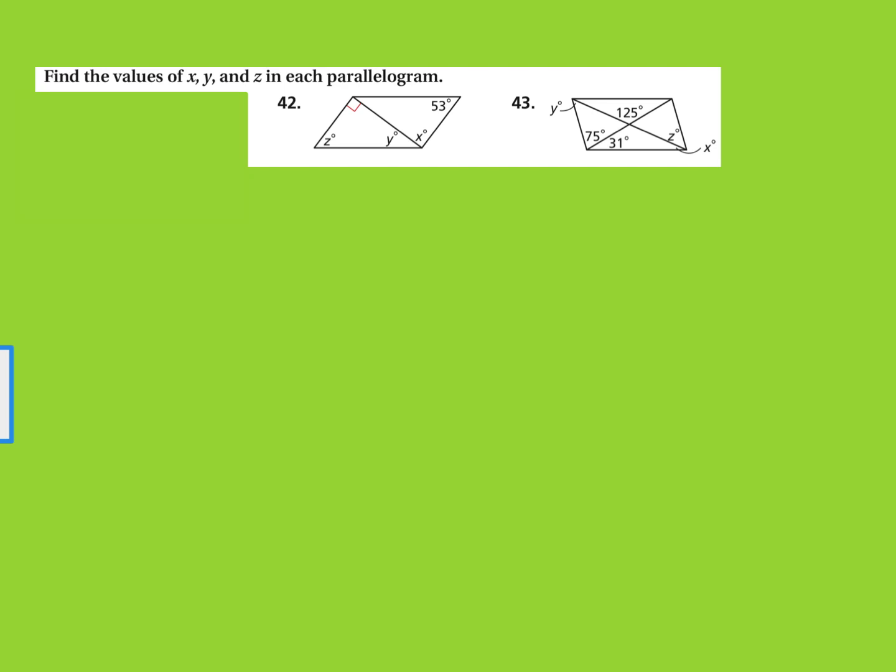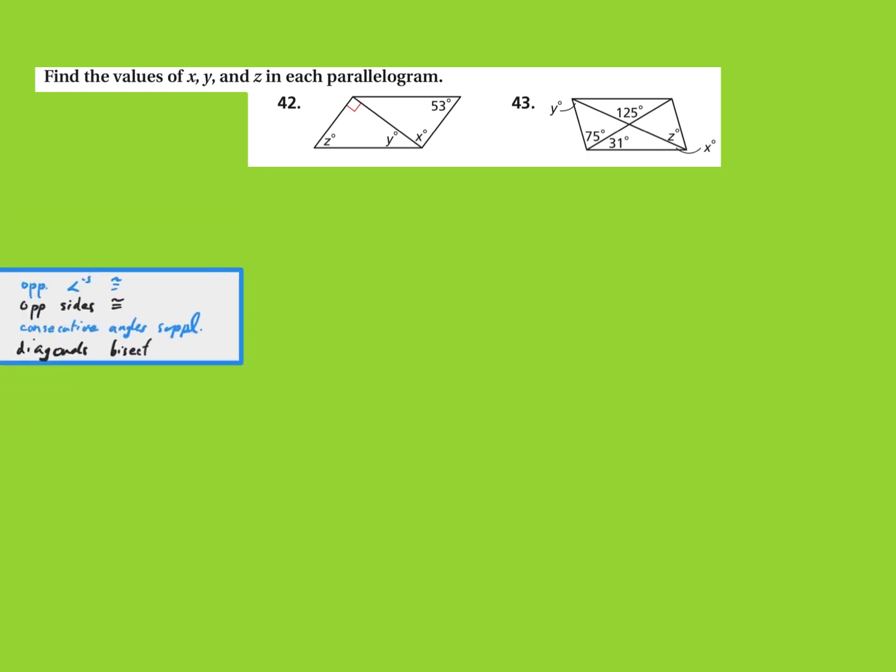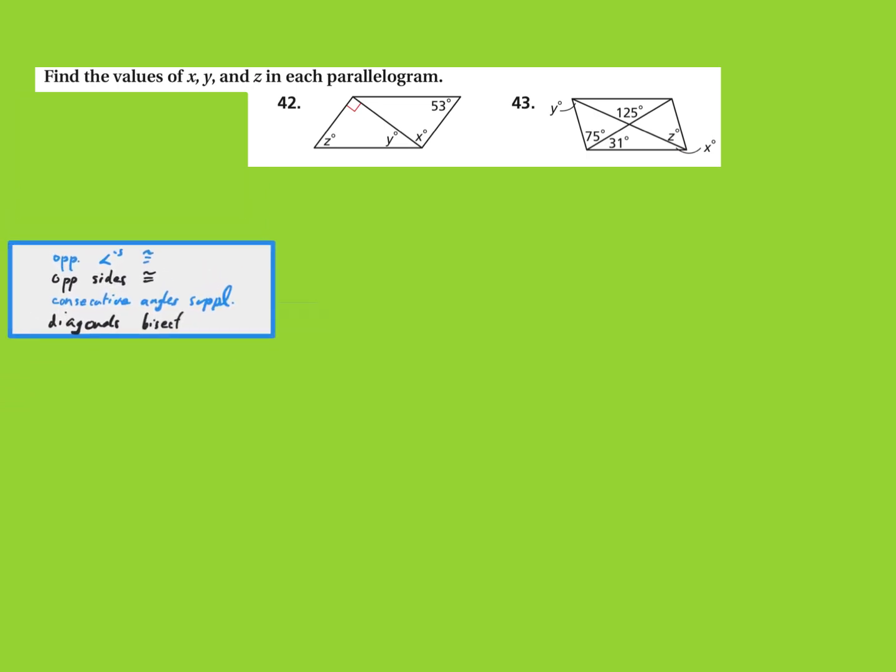Hey, it's 6.2, number 42 and 43. Remember, these are the properties of parallelograms. Opposite angles are congruent, opposite sides are congruent. Consecutive angles are supplementary, and the diagonals bisect each other.